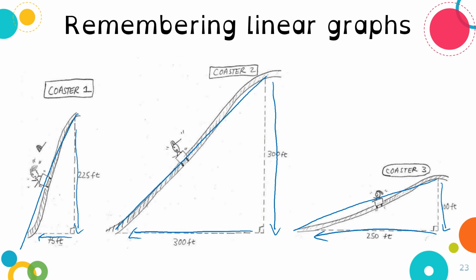So in linear graphs, we talked a lot about this idea of slope, where we were comparing the rise, how much we go up or down, and the run, how much we go over, and how that affects the steepness of our line.